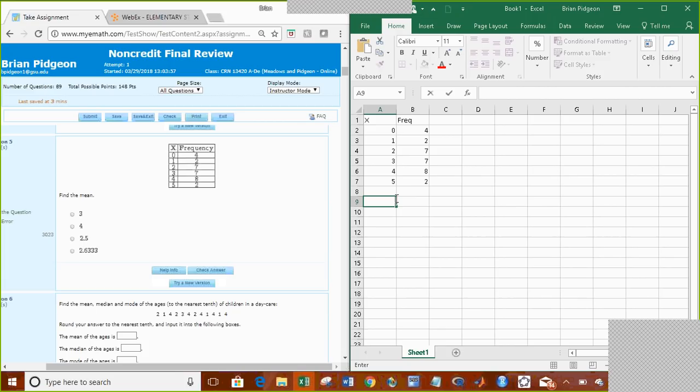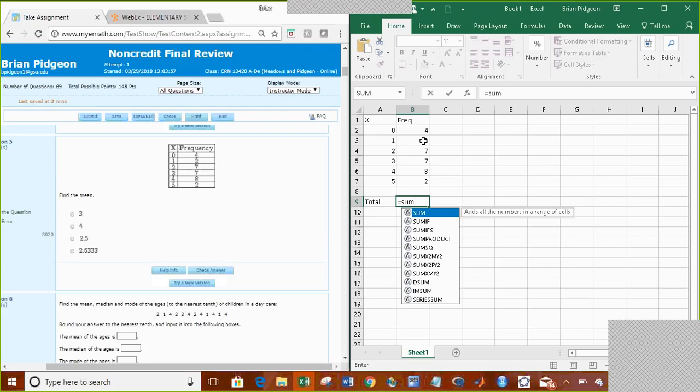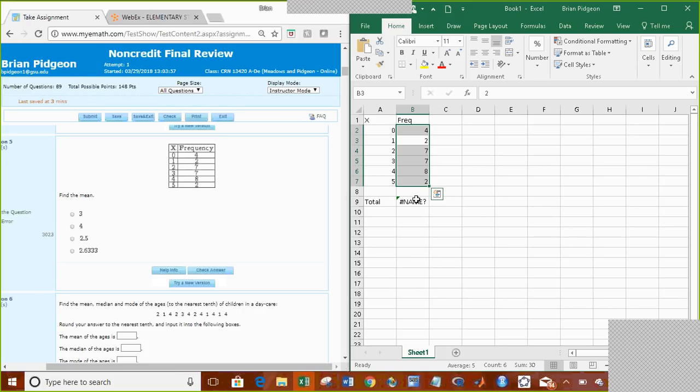So what we can do, though, is something called sum product, where we first find the total number of values. That's just the sum of our frequencies. We sum up all of our frequencies. So there's 30 values in the data set total.